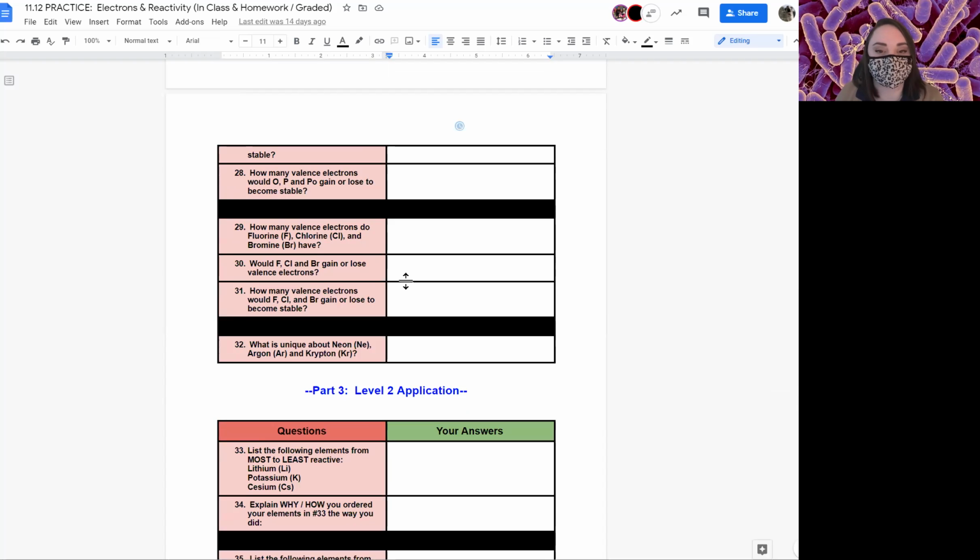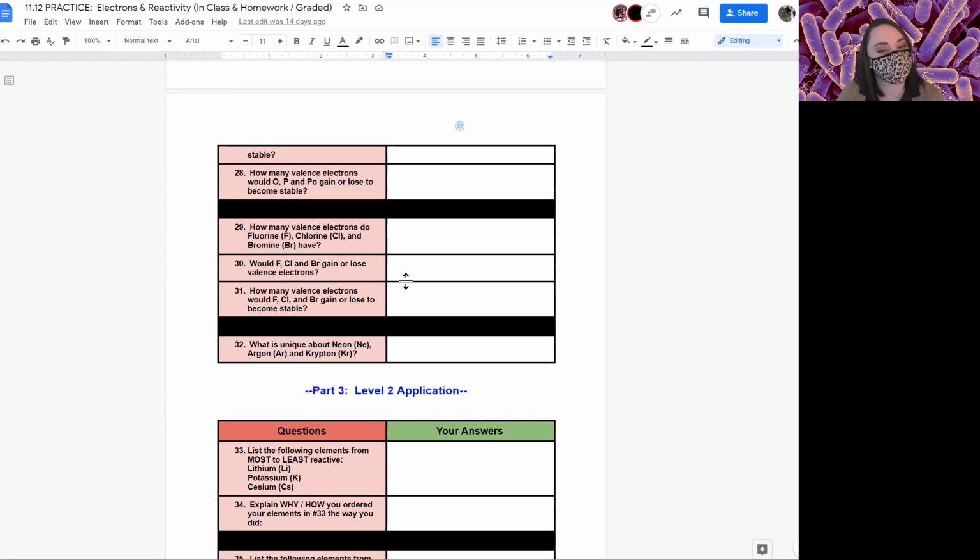29, how many valence electrons do fluorine, chlorine, and bromine have? 7. How would they have to gain or lose electrons? They have to gain. Very good. And how many do they have to gain to become stable? 1. Very good. Right, because 7 plus 1 will give us 8.